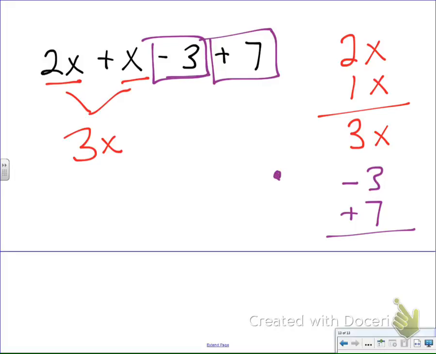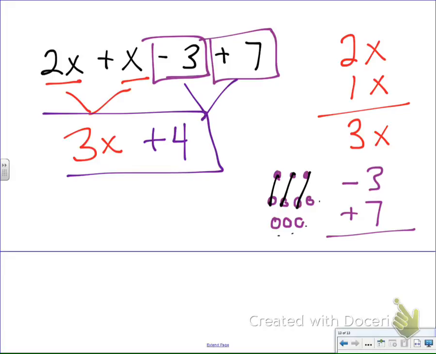Now, if you can't add it up like that, it may help you to draw out the models for it, right? If I have 3 negatives and I have 4, 5, 6, 7 positives. Remember, we want to look for what makes our zero pairs. 1, 2, 3 zero pairs, and I have 1, 2, 3, 4 positives left. So what that tells me is that these two integers right here are going to come out to be a +4, which is going to look like 3x plus 4, and that's what we get.